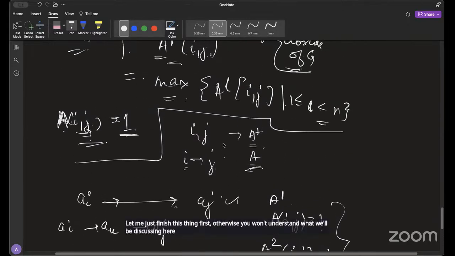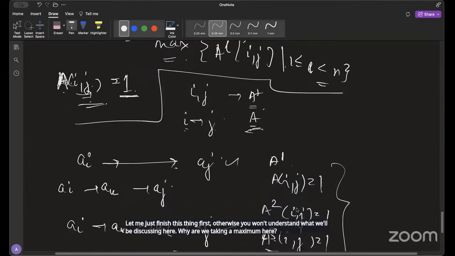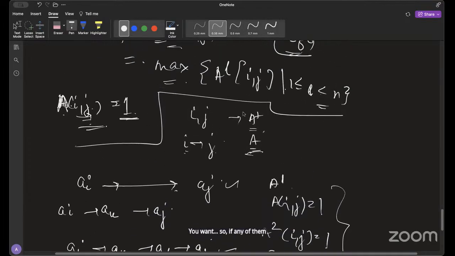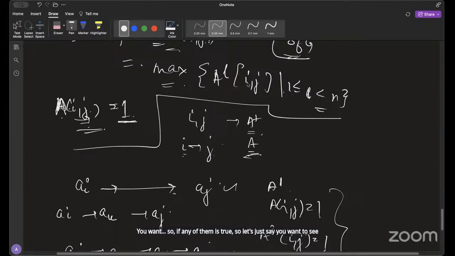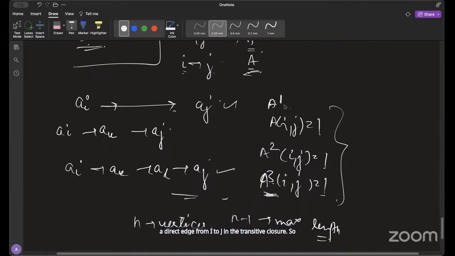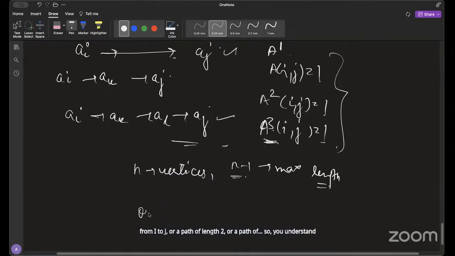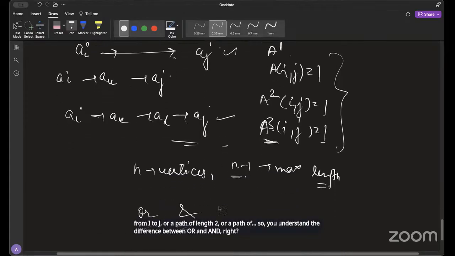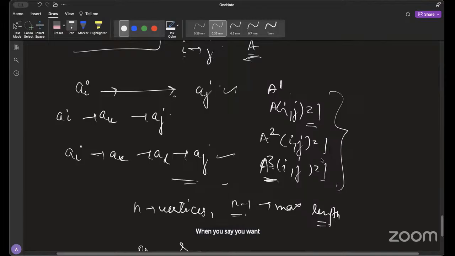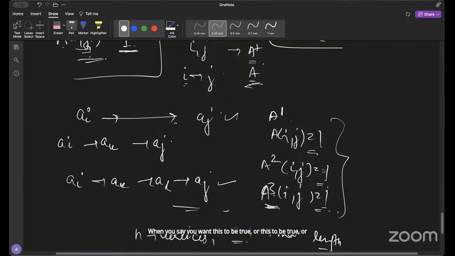Why are we taking a maximum here? If any of them is true, so let's say you want to see if there's a direct edge from I to J in the transitive closure. You need to know if there's a path of length 1 from I to J, or a path of length 2, or a path of length 3. You understand the difference with or, right? When you say you want this to be true or this to be true or this to be true, that's what you want, right?